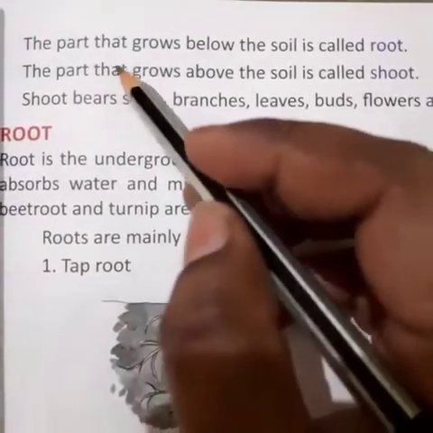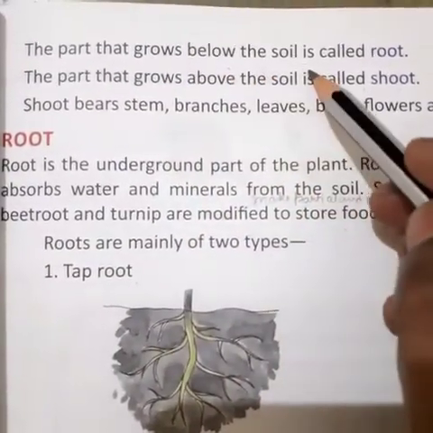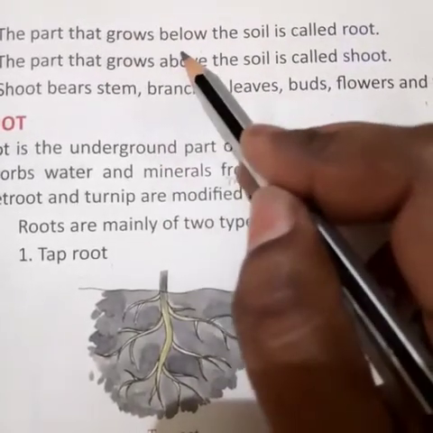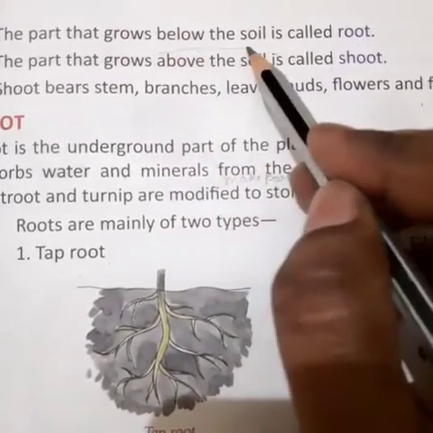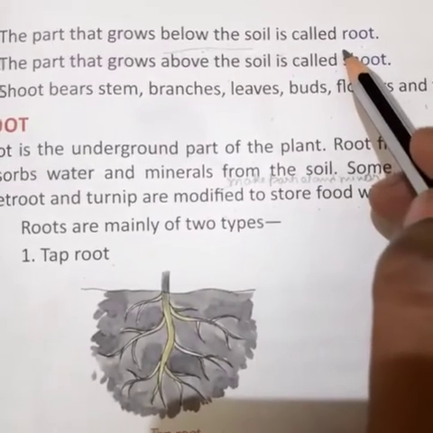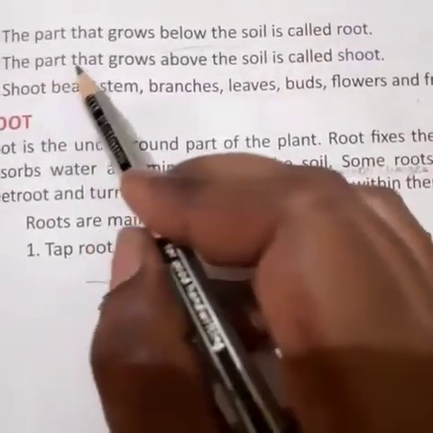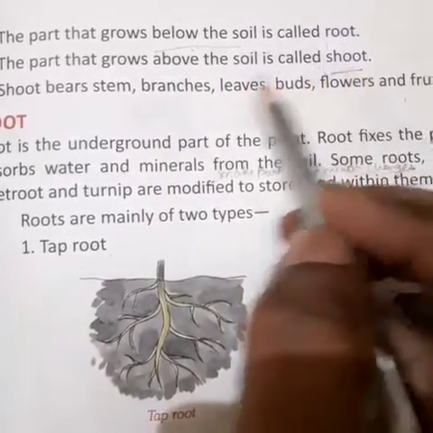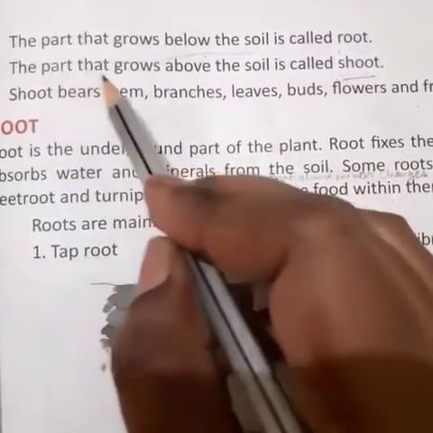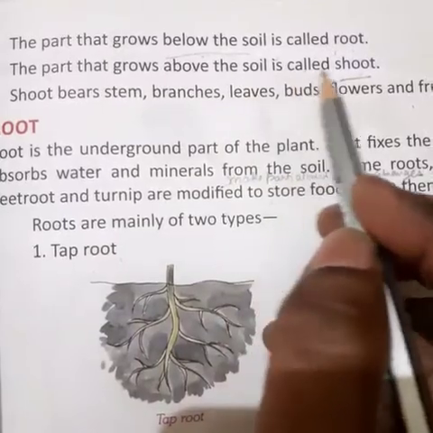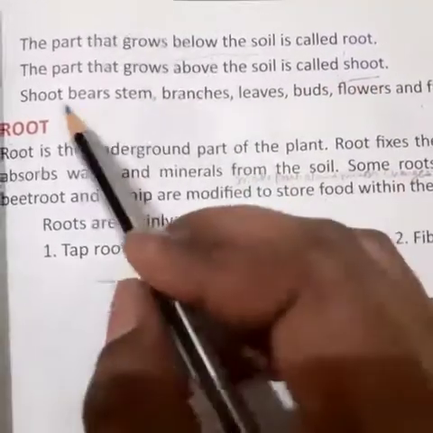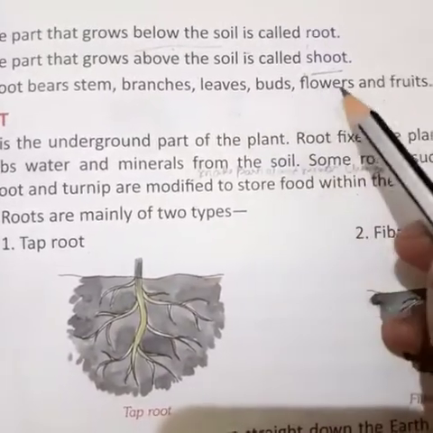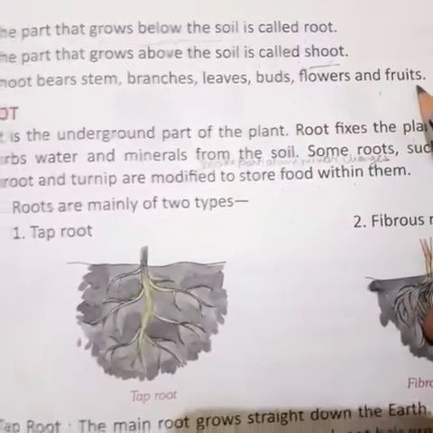The part that grows below the soil is called root. The part that grows above the soil is called shoot. Shoot includes the stem, branches, leaves, buds, flowers and fruits.